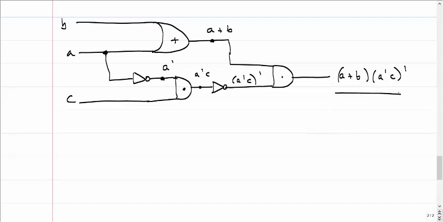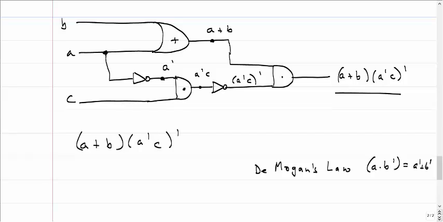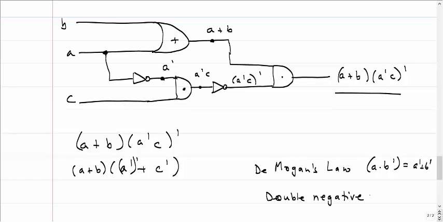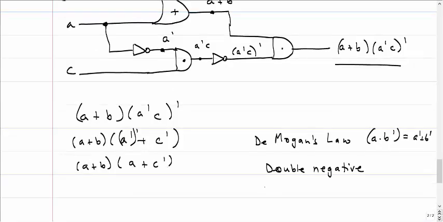So from here, I'm going to see if I can simplify this at all. The first thing I'm going to do is use De Morgan's law to clean up the right-hand side of this. I'll have A complement complement. I'll use another property called the double negative property to rewrite this as simply A plus C complement. And now I'm going to use the distributive property in reverse to factor out that A. And now I have the circuit simplified down to A or B and C complement.